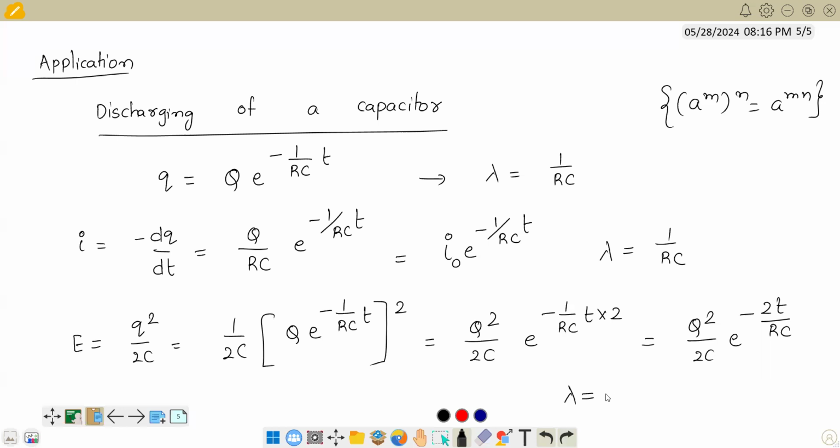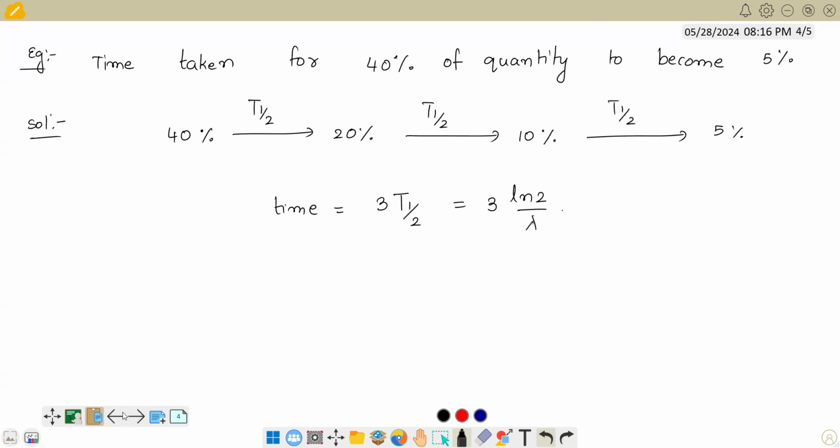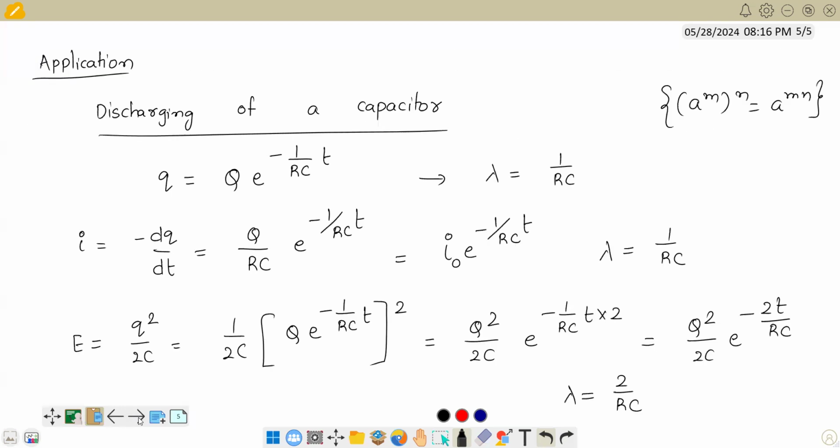So the lambda value for this case would be 2 by RC. So each function has a different lambda. I hope you understood what half time is. And in the next problem, we can see one of the applications of this half time.